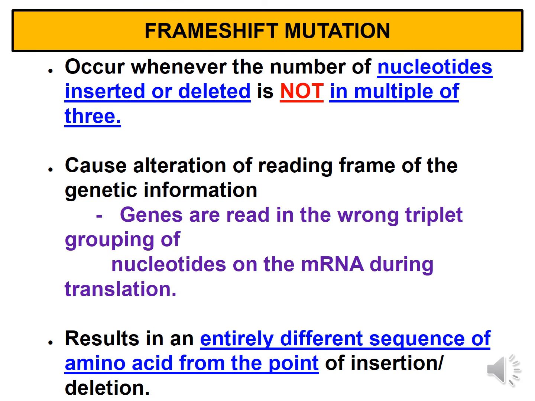Another effect of gene mutation is known as the frameshift mutation. This usually occurs whenever the number of nucleotides inserted or deleted is not a multiple of 3. So this will cause an alteration in the reading frame of the genetic information, where the genes are read in the wrong triplet grouping of nucleotides on the mRNA sequence during translation. So this will result in an entirely different sequence of amino acids from the point of insertion or deletion. I repeat again, starting from the point of insertion or deletion.